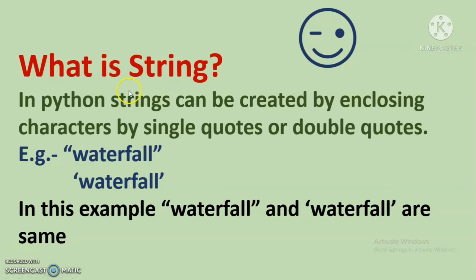What is a string? In Python, strings can be created by enclosing characters by single quotes or double quotes. Then we can write this waterfall. This is a collection of characters. Now we can write this using double quotes or single quotes.